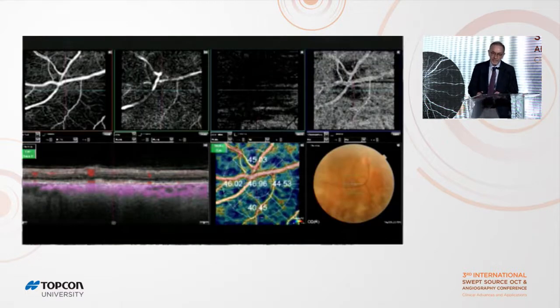And this is the OCTA image. This is the screenshot from the Triton device. Here you can see the superficial plexus. This is the deep plexus. This is the outer retina, and this is the choroid choriocapillaris layer. And this patient had a hyporeflective network in the choriocapillaris layer, and no changes in the other retinal layers.